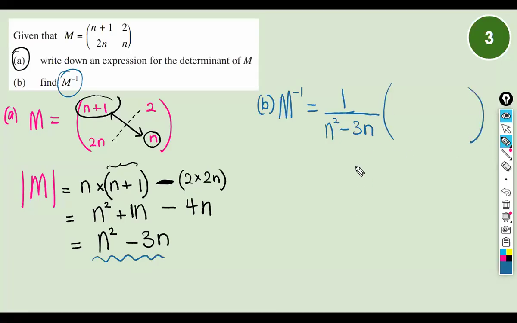And then you put your big brackets here. You switch the main diagonal. So here's n, and here's n plus 1. The other diagonal, the less important one, doesn't move. They just become the opposite. The opposite of 2n is minus 2n. The opposite of 2 is minus 2. Right? That's your answer for part B.